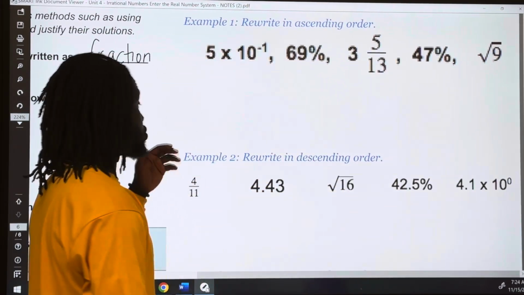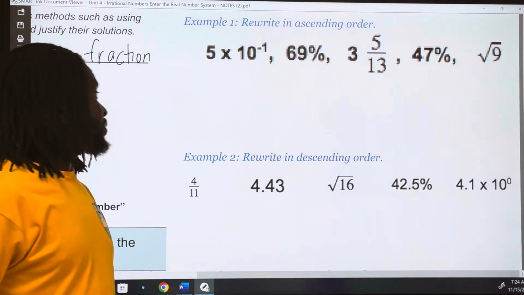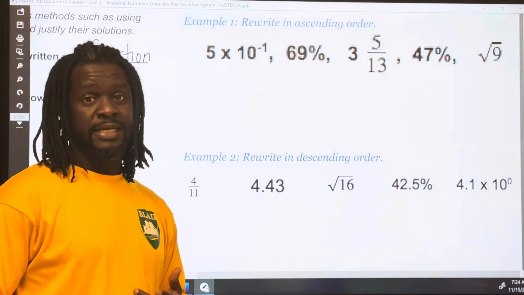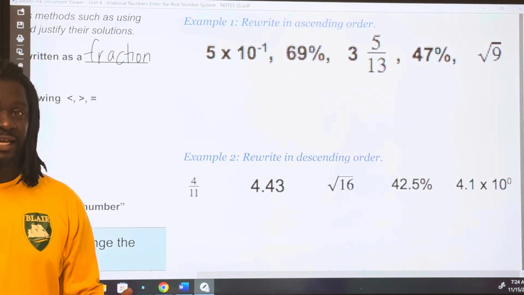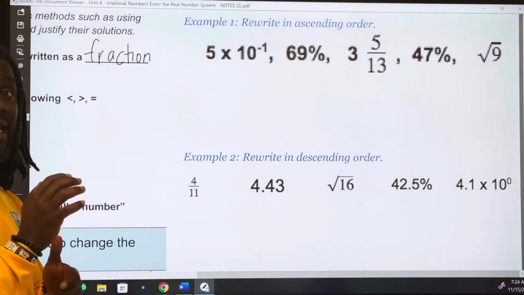And then I'm going to let you do one. And actually, I'm going to let you do the remaining problems. All right? So, what's step one? Step one is to convert them to all decimals. Okay? So, go ahead and do that now.